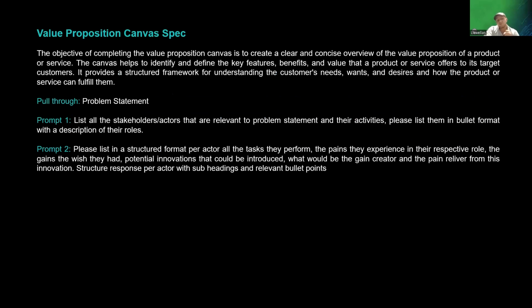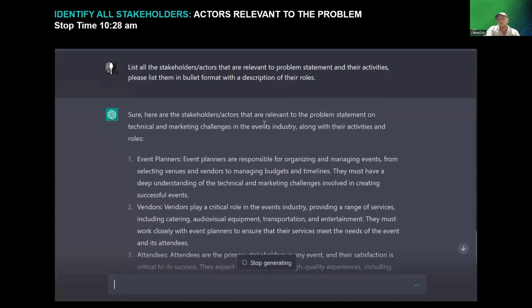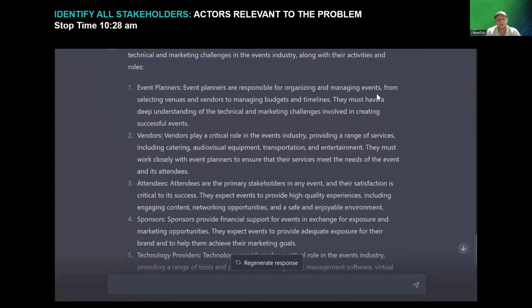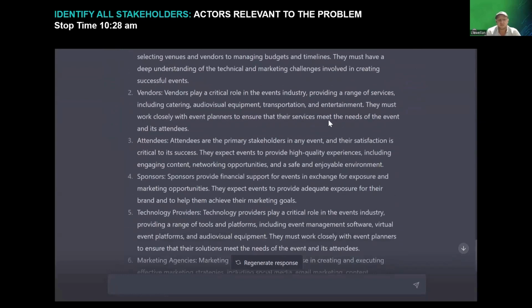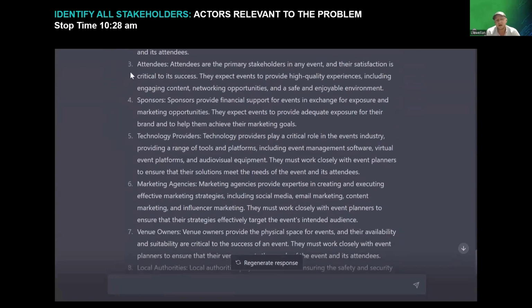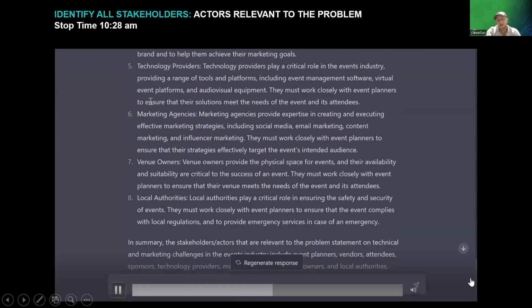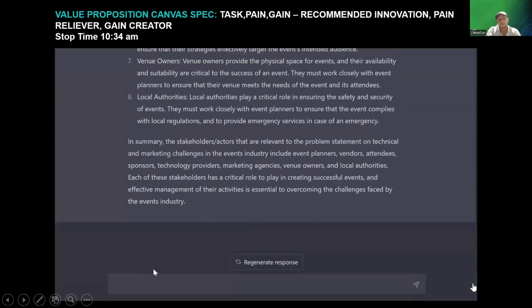And this is where I want to pull through the problem statement. And now I want it to give me all of the stakeholders and actors relevant to that problem statement, their activities. I want it to list it for me in bullet format. And then I'm going to go into a structured format per actor or stakeholder as to what are the key activities. So I put in the prompt to list all the stakeholders, actors relevant to the problem statement. It tells me everyone, event planners, vendors, attendees, sponsors, technology providers, marketing agencies. And you can see it gives me quite a comprehensive description behind each one of them. Okay. So I'm going to jump forward here because the principle here is just to understand that now I understand who all the stakeholders are in the value proposition canvas.